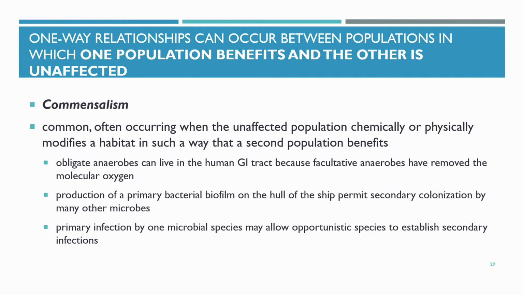And then there are primary infections by one microbial species. If you have an infection by one species, it may allow other opportunistic species, which grow under certain opportunities, to establish secondary infections. So this is a commensal relationship that harms us, and that first one is a commensal relationship that benefits us. So it can go both ways, but the main point here is that one population is benefiting, whereas the other is unaffected. It's just doing its own thing.